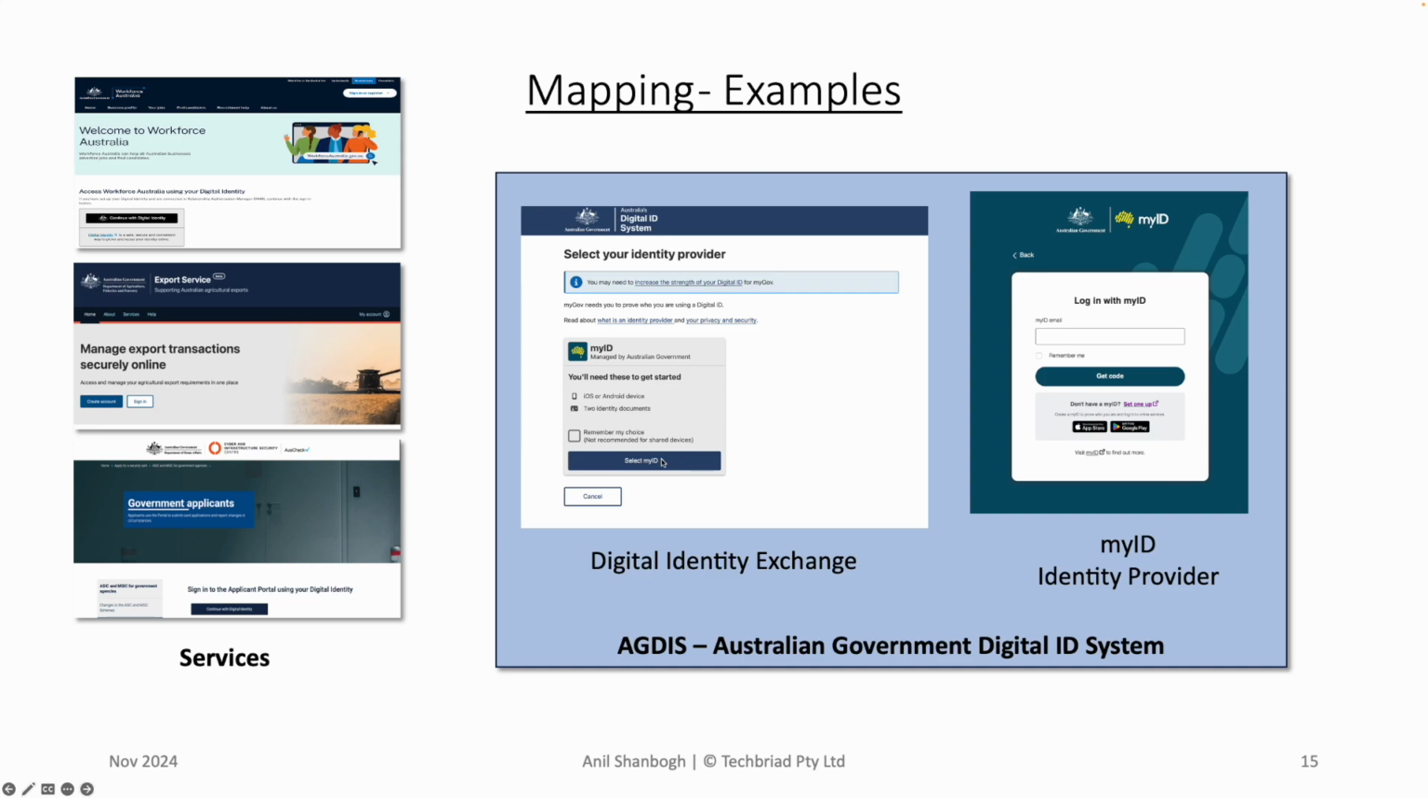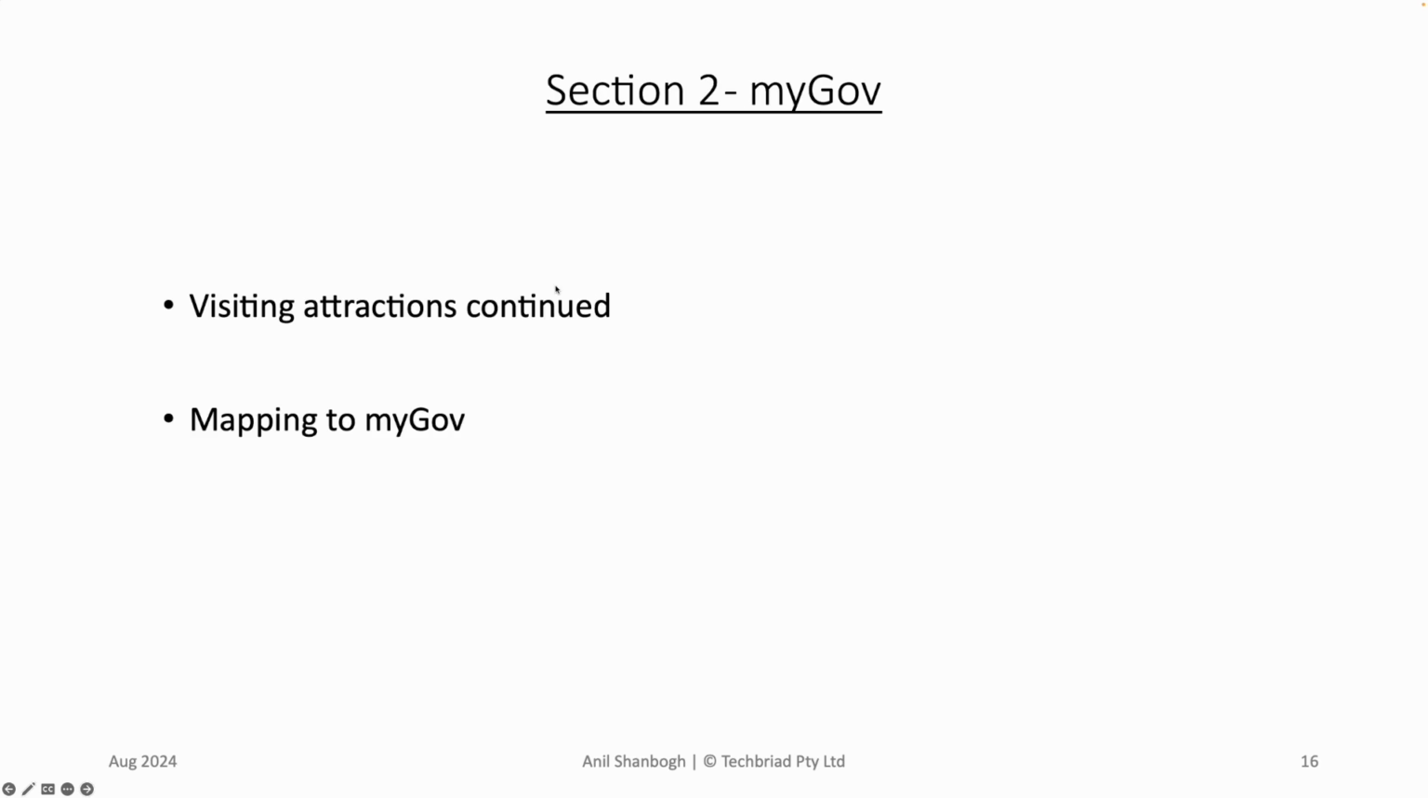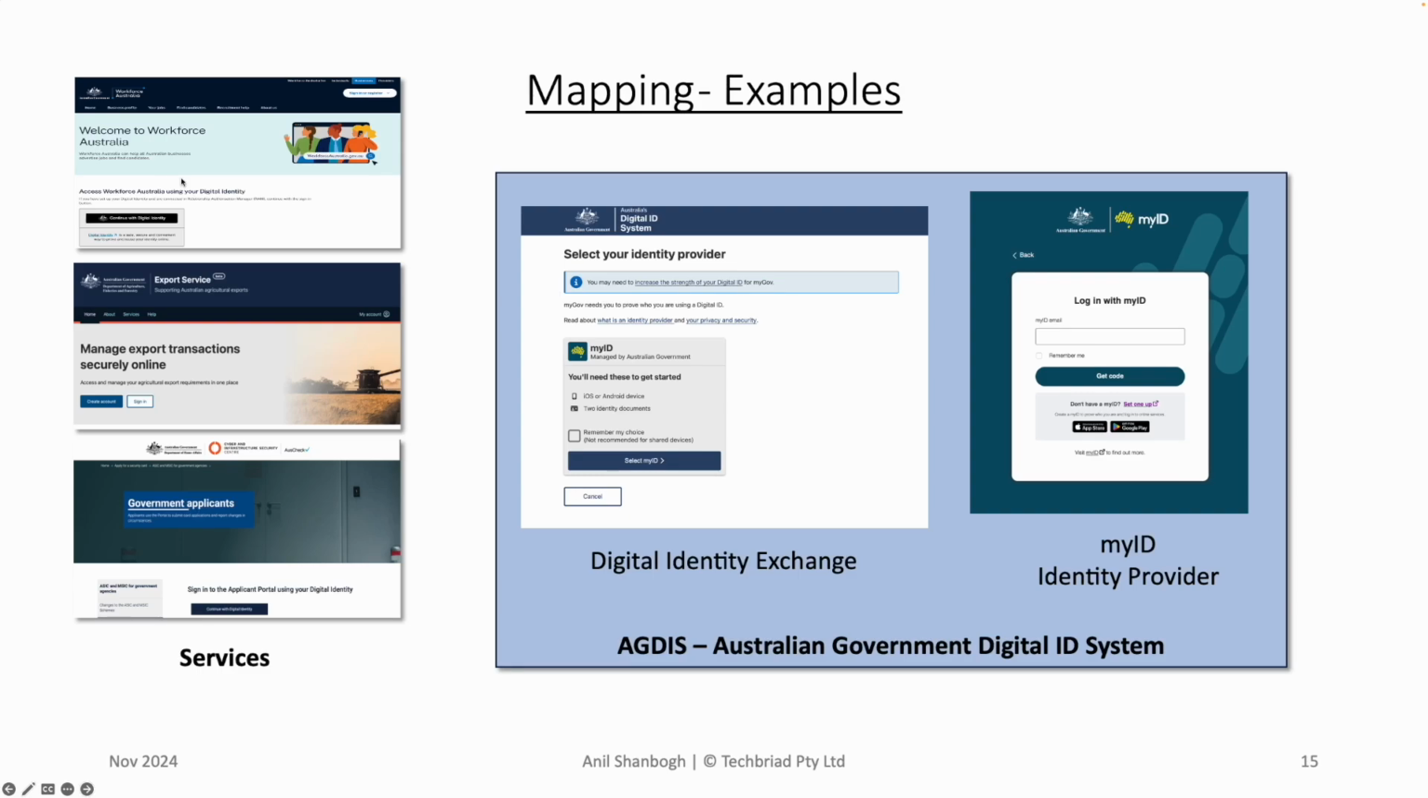Now I choose that identity provider which I believe in, and I'm taken off to that identity provider. That is where I authenticate, and then I come back to the identity exchange, which displays a consent screen saying that I'm going to share your first name, last name with Workforce Australia. Do you agree? And I say okay, I consent, and then the control goes back to Workforce Australia, and you're logged in. Similarly, the same deal with all the other services.